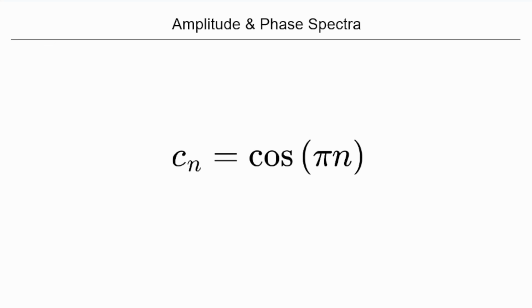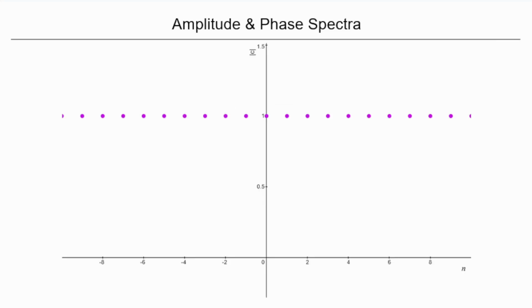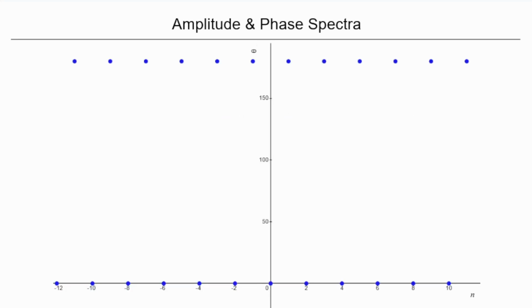Let's calculate the amplitude and phase spectra of cosine of pi n. When n is 0, this will be 1. When n is 1, this will be minus 1, and so on. So the magnitude is always 1, but the phase differs. If n is even, it will just be positive, so 0 degrees. When n is odd, it will be 180 degrees. So you get this. Plotting this, the amplitude spectrum is just 1, and the phase spectrum alternates from 0 to 180 degrees.